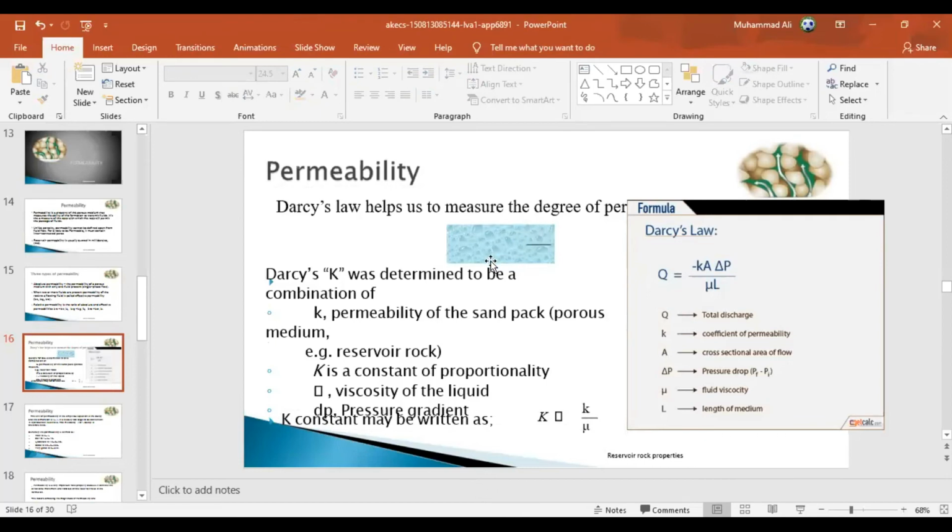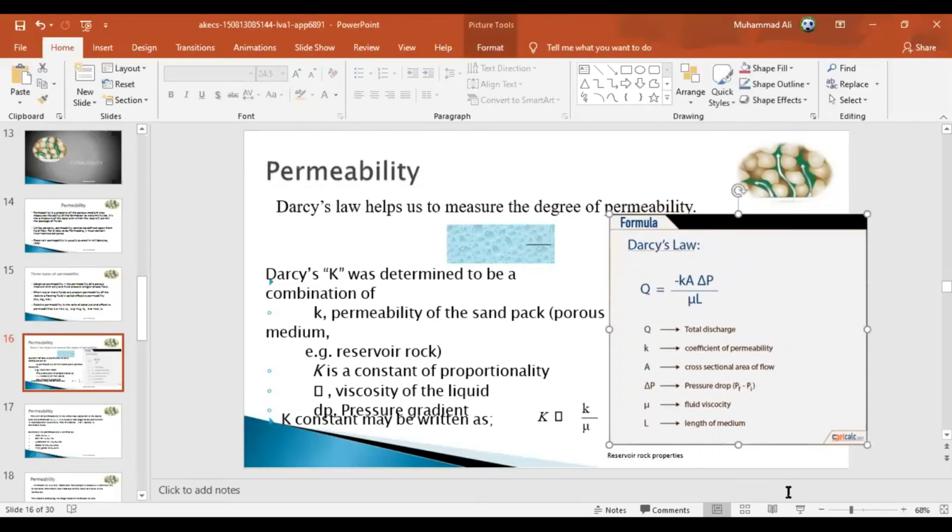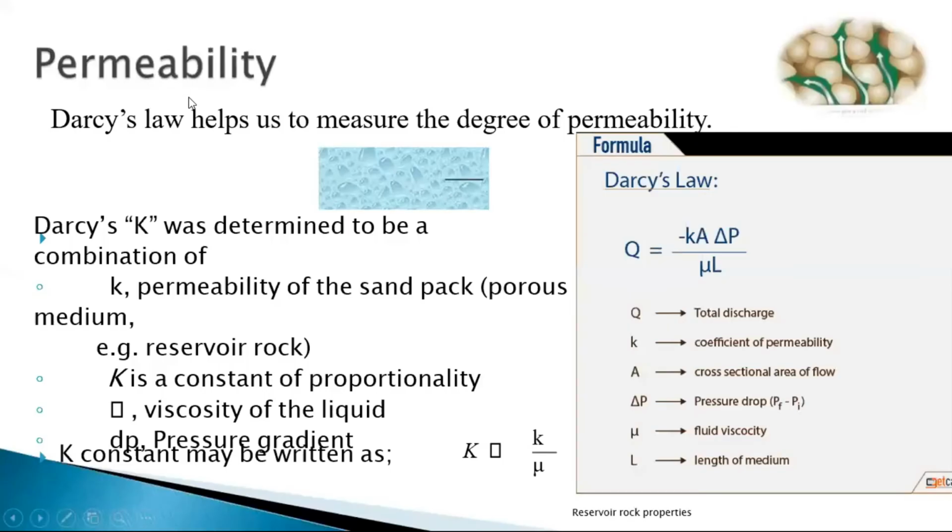Now, how to find this permeability? For that we have the formula here, Darcy's law, which helps us to identify the permeability. Remember that all of reservoir engineering basically counts on Darcy's law. The permeability concept basically comes from Darcy's law. There is an experiment on YouTube. You can find Darcy's law, you can easily find it there.